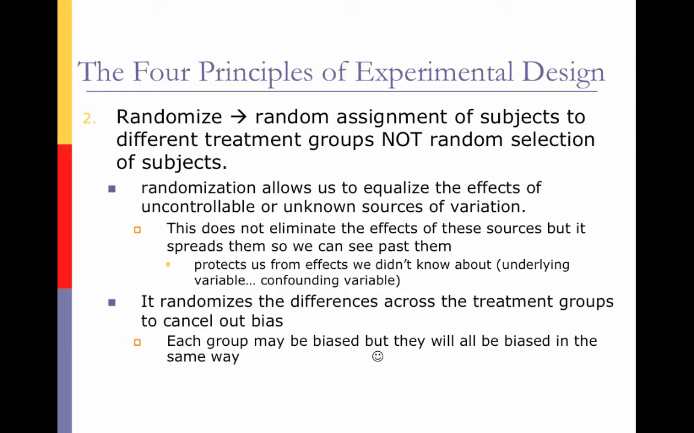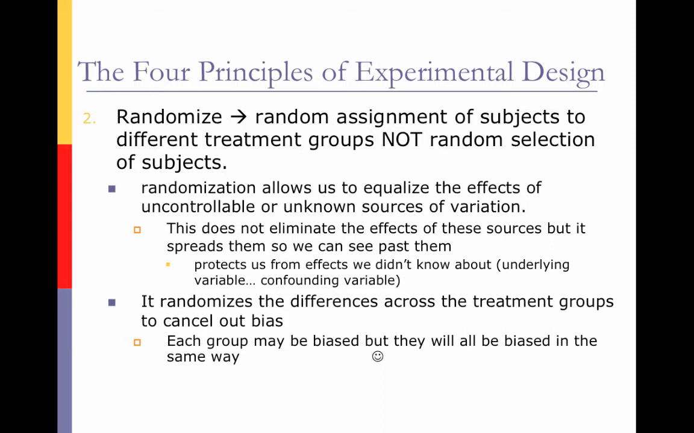Obviously, we try and control what we can, but randomization kind of takes care of the stuff that we can't actually control. This does not eliminate the effects of these sources, but it does spread them out equally among the different treatment groups, so we can kind of see past them. And it protects us from effects that we don't even know about. So underlying variables, which are called confounding variables, and we'll talk about in the next video.